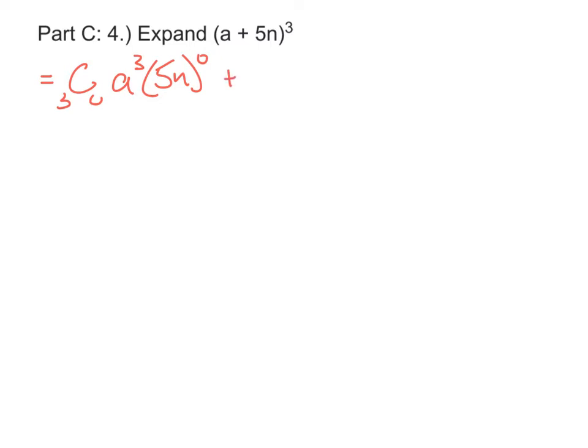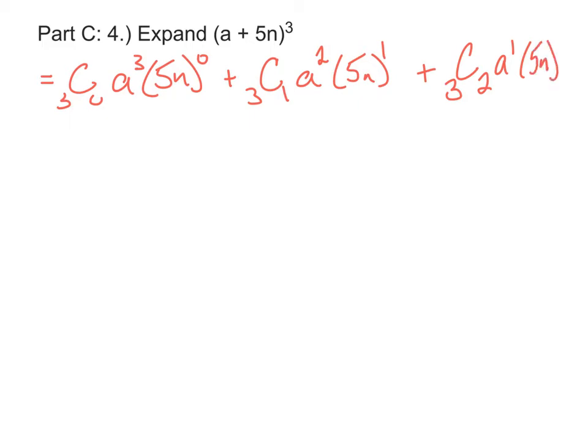Now as we move on to the next term, it's going to look very familiar. We'll start off with 3, and instead of choosing 0, we're going to choose 1. These two will have the same power, and a will go down by 1. So the next term is going to look the same, 3 choose, and instead of being 1, it's going to go up to 2. The power of a will go down by 1, and this 5n will go up by 1. The last term is going to be 3 choose 3, a to the 0, and 5n to the third.